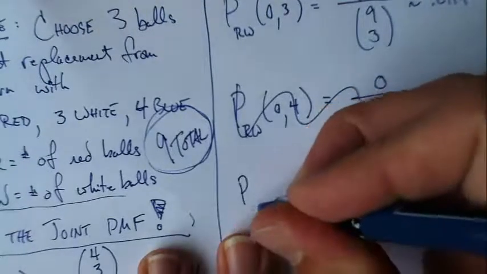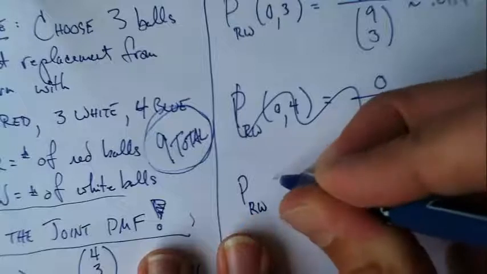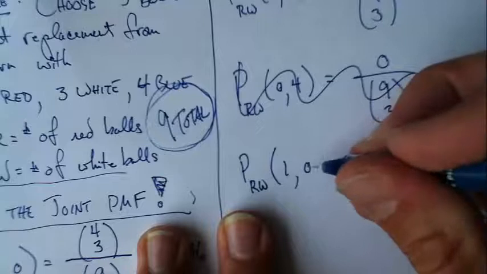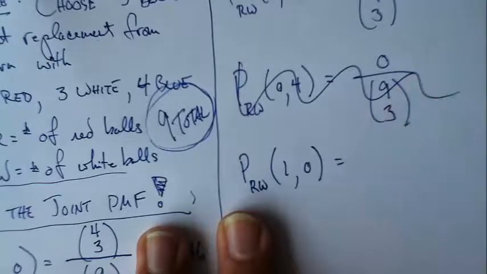So where do we go from here? Let's try the probability that we get 1 red and no white. See that?